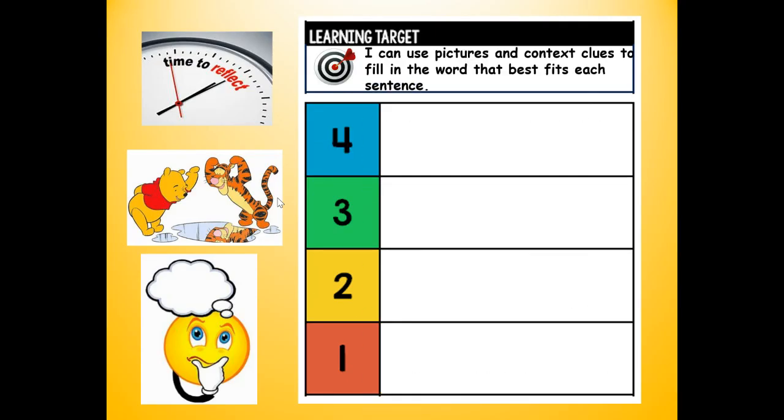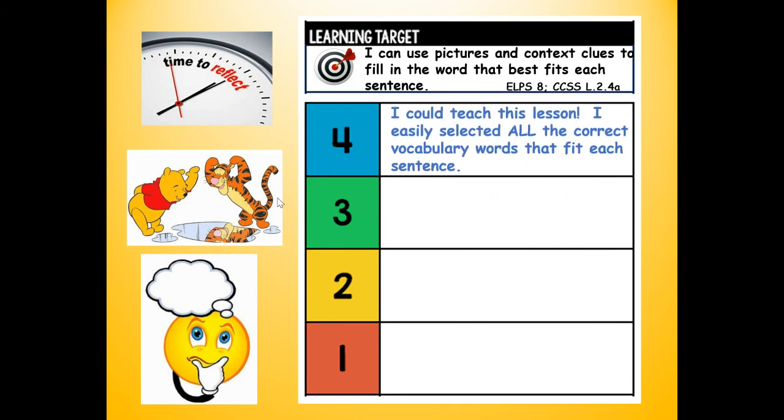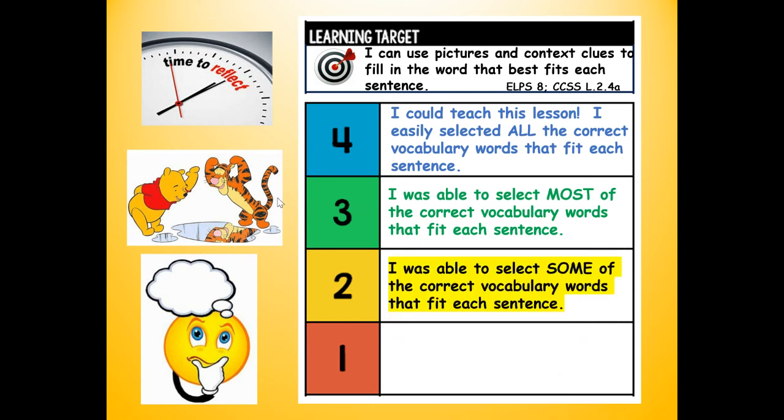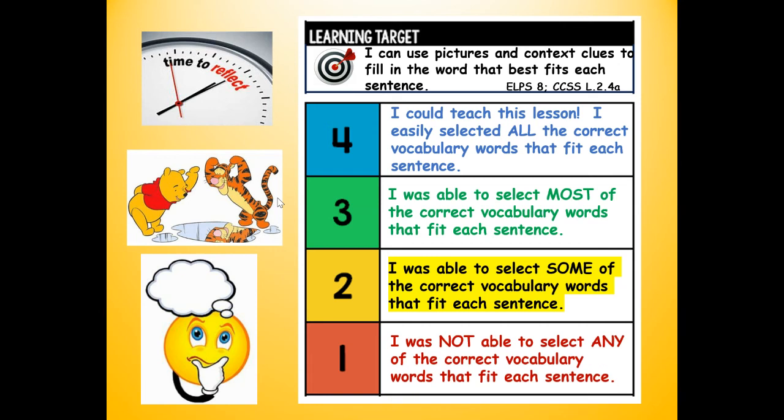Let's reflect on our learning target. I can use pictures and context clues to fill in the word that best fits each sentence. Would it be 4? I could teach this lesson. I easily selected all the correct vocabulary words that fit each sentence. Would you give yourself a 3? I was able to select most of the correct vocabulary words that fit each sentence. 2, I was able to select some of the correct vocabulary words. Or 1, I was not able to select any of the correct vocabulary words that fit each sentence.